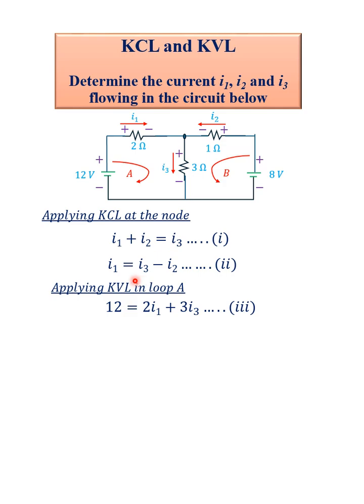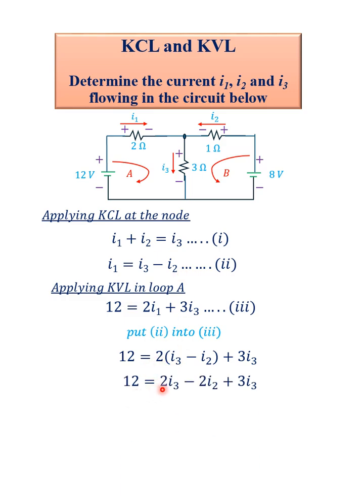From equation 2, we said I1 is I3 minus I2, so we are just going to plug in the value of I1 into equation 3. So if we put equation 2 into equation 3, we are going to get 12 equal to 2 times (I3 minus I2), plus 3I3. I3 minus I2 being equation 2. If we expand, we have 12 equals 2I3 minus 2I2, opening up this bracket, plus 3I3. 3I3 plus 2I3 is 5I3, so we have 12 equal to negative 2I2 plus 5I3, and that gives us equation 4. Now we are done with loop A.